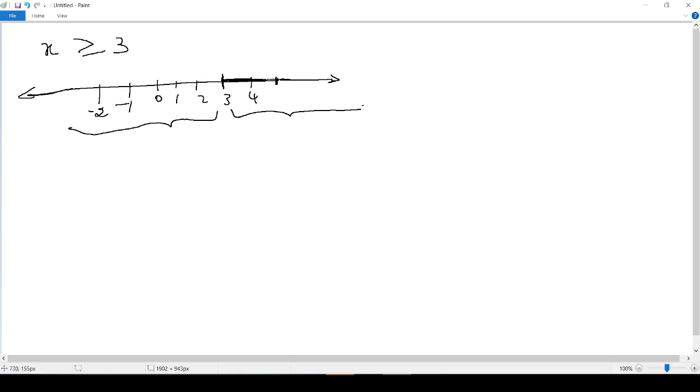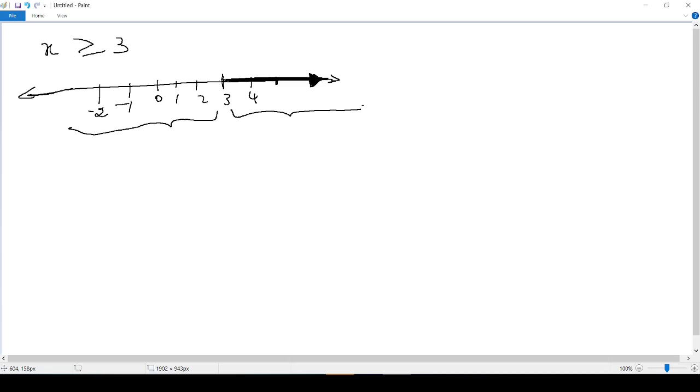So we add this one as bold as we can, right? As bold as we can. And we add another bold arrow indicating that we are counting our numbers to infinity. So we are counting, we don't stop, we keep counting. That's why we have this bold arrow.